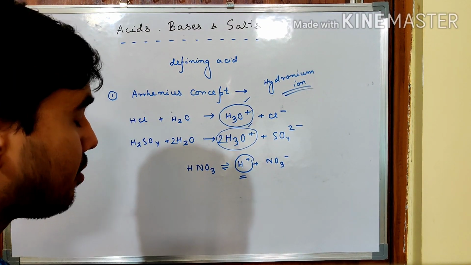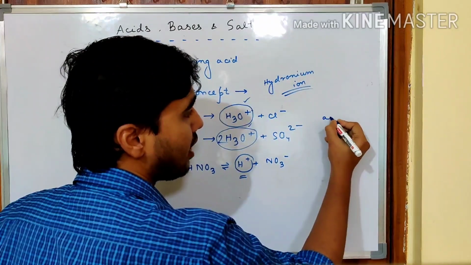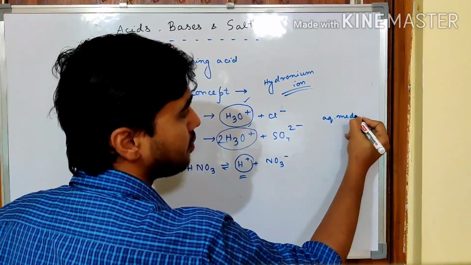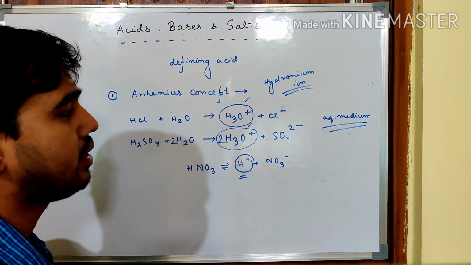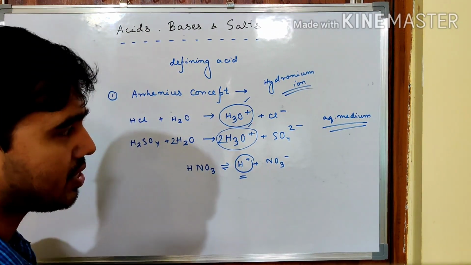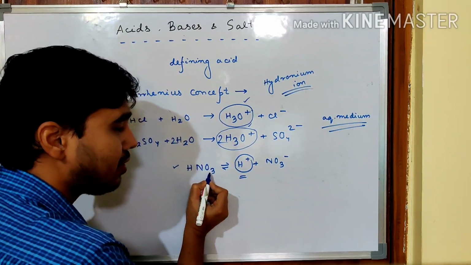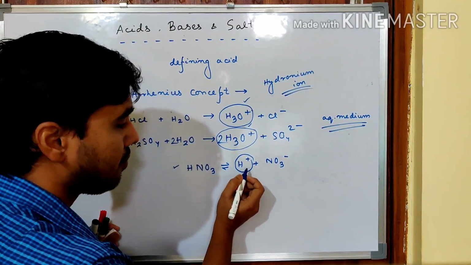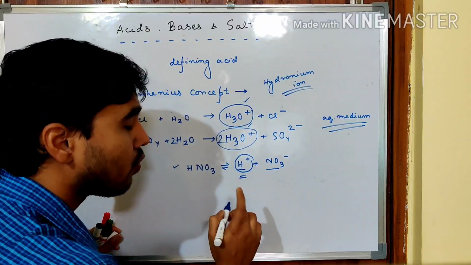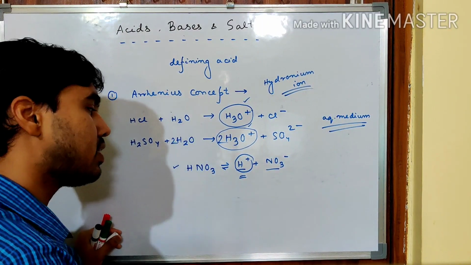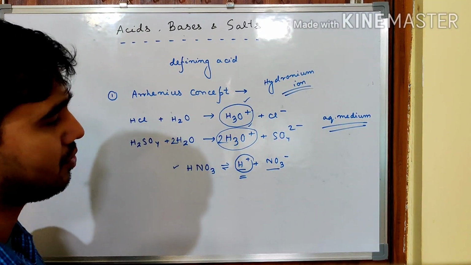The main thing that I want to say is, here one thing is particular, that the aqueous medium, that means the water, is required. Without water, the Arrhenius concept of acidity is said to be incomplete. Remember, here we are writing HNO3, we are not using water, but water is actually there. We are showing the dissociation without using water, but water is present in the solution. Means it is a solution of HNO3 only.